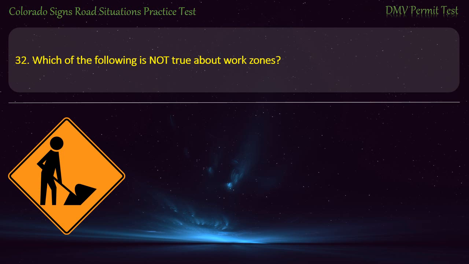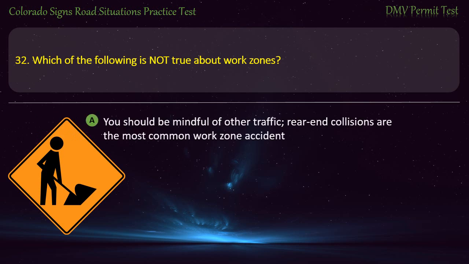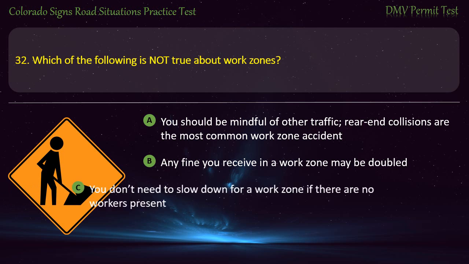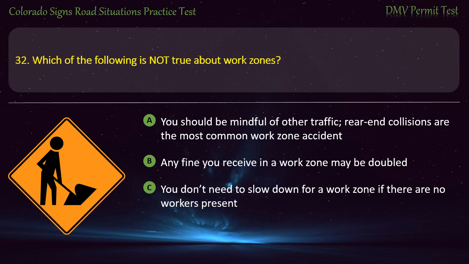Question 32. Which of the following is not true about work zones? You should be mindful of other traffic. Rear-end collisions are the most common work zone accident. Any fine you receive in a work zone may be doubled. You don't need to slow down for a work zone if there are no workers present. Work zones can have increased police activity. Answer. You don't need to slow down for a work zone if there are no workers present.